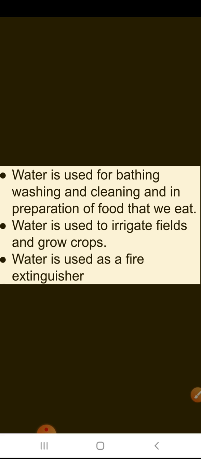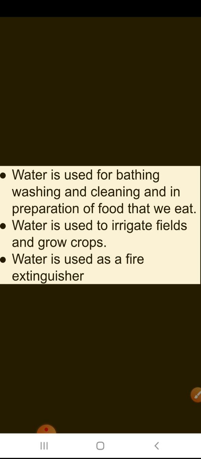Water is used for bathing, washing, cleaning, and in the preparation of the food that we eat. This is the common use of water: bathing, washing clothes, utensils and other things, cleaning, and preparing food. Water is used to irrigate fields and grow crops. Water is sometimes also used as a fire extinguisher.